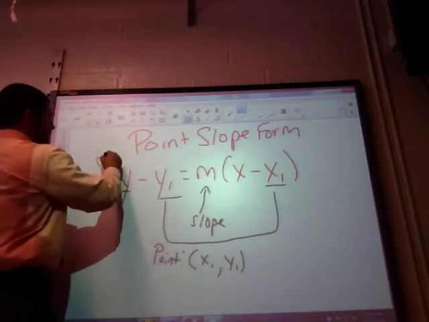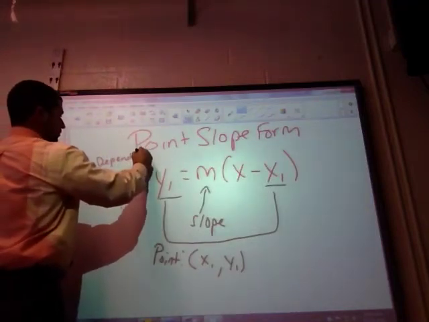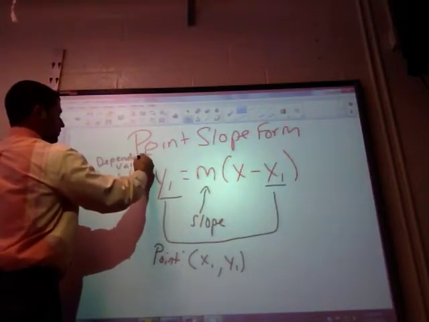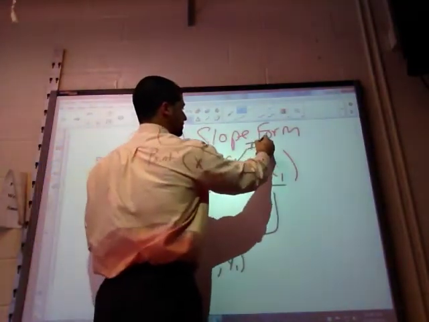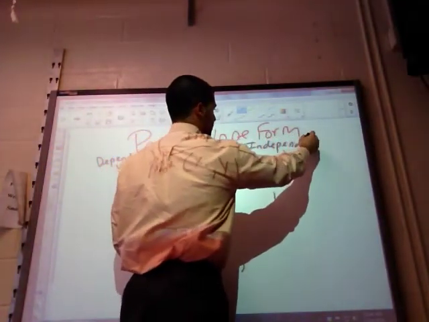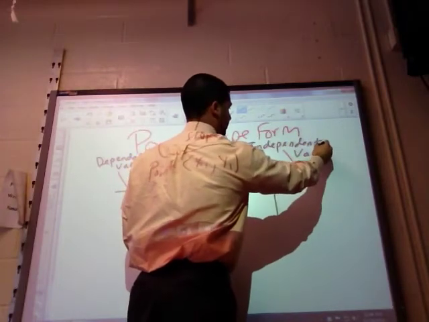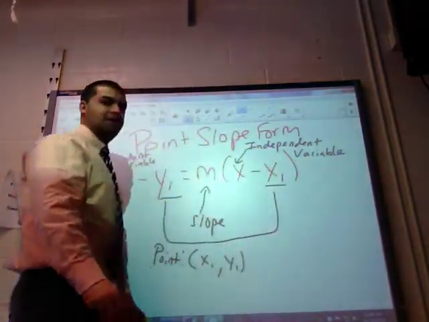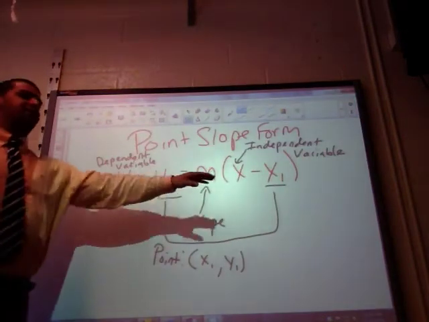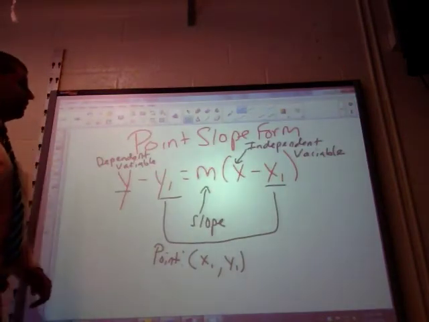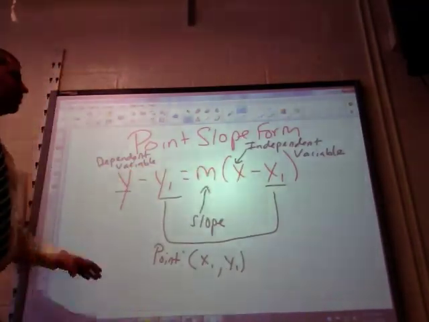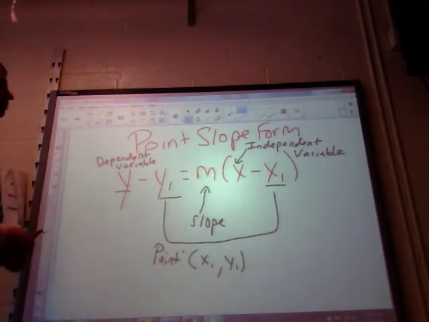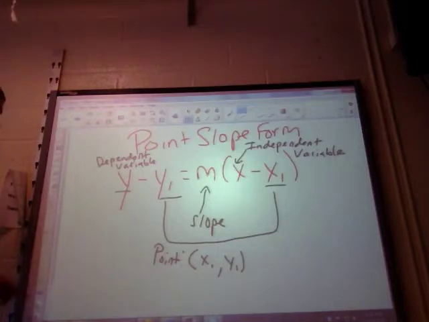Y is just the dependent variable. And x is still the independent variable. So those don't change. Just like in y equals mx plus b, y and x stay in the problem no matter what. The only difference here is we are including slope and a point, not just a y-intercept, so a whole point. Okay, so this is the format that we're going to use for some of the upcoming problems.